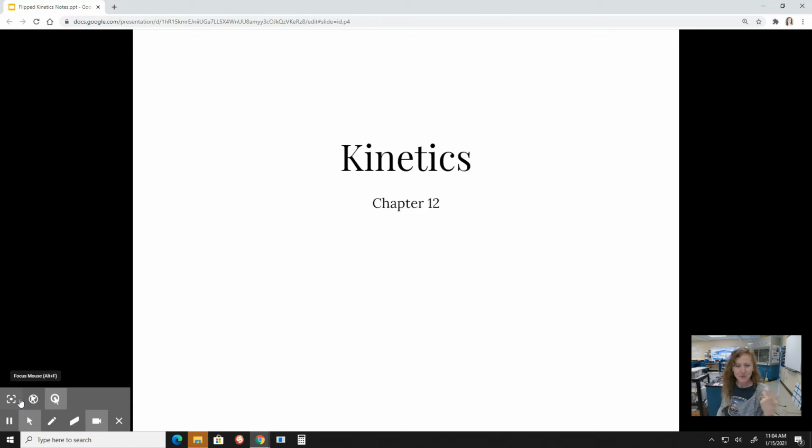Hey, AP Chemistry, welcome to Chapter 12, Kinetics. We're going to talk through the beginning of Chapter 12, and this one is one of my favorite chapters. It's pretty black and white, it's very applicable, and it's pretty separated into a couple different sections. So the first section that we're going to go through is just defining rate. What is rate and how does it apply to chemical reactions?